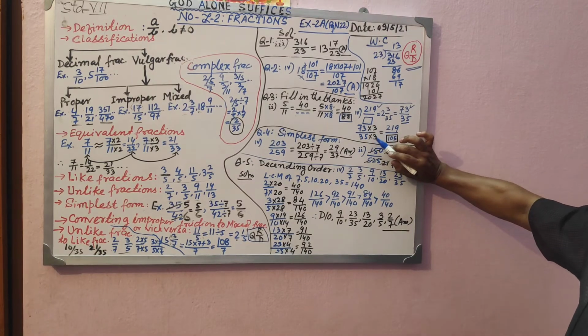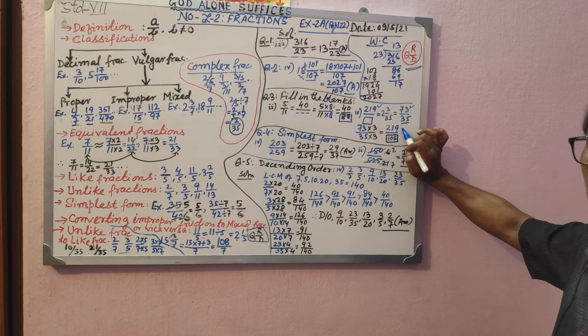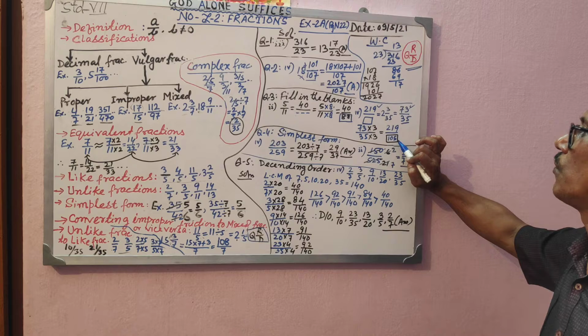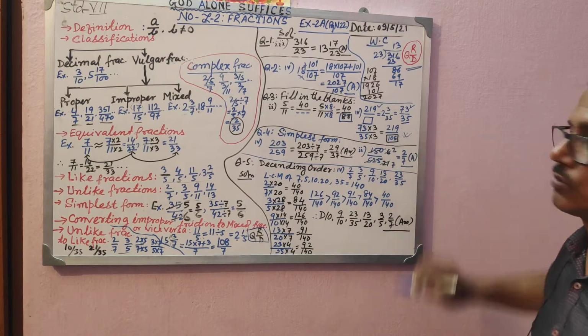So what is coming now? 73 into 3 is becoming 219, as it is. But now 35 into 3 is 105. So the blank will be 105. I hope you have understood it.